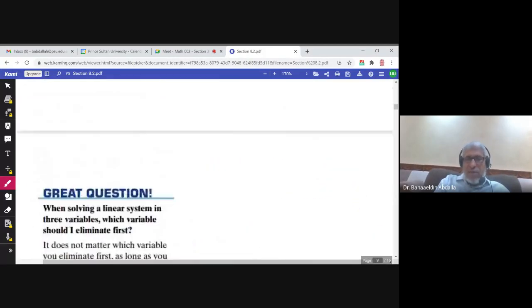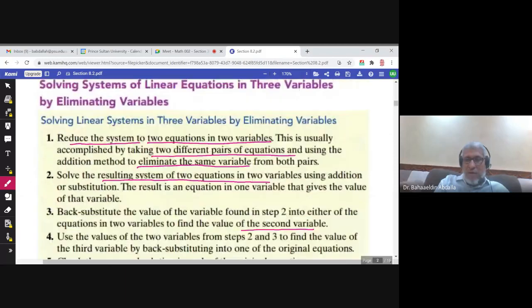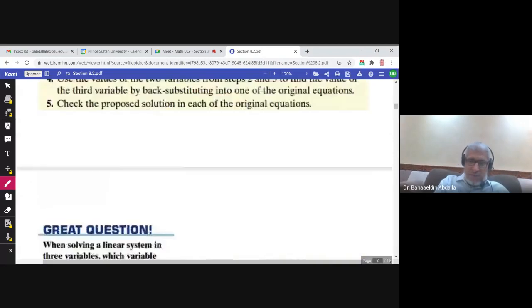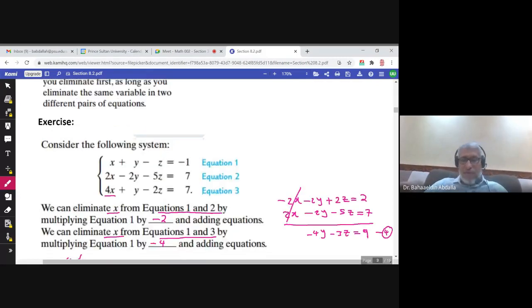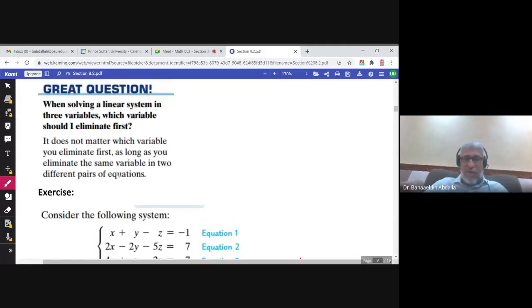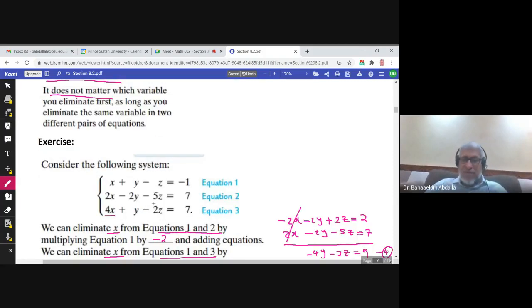Okay, so this is how we solve systems in three variables. Now, a question. When you solve a linear system in three variables, here I eliminated x. We choose to eliminate x. Now, which variable should I eliminate first? This could be a question, and the answer, it doesn't really matter. You can eliminate any variable, but you need to look at the coefficients and see which one is easier to eliminate.